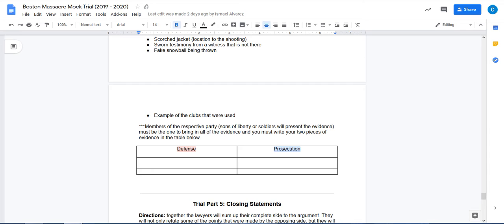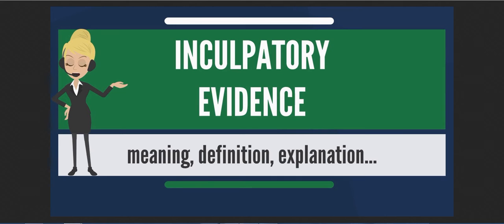So there are two types of evidence that we're really focusing on, or terms that describe that evidence. The first one is inculpatory evidence. Inculpatory evidence is evidence that is going to reinforce guilt. So it's evidence that the prosecution is going to present to find somebody guilty. All right, so it's something that clearly says, hey, they did it. That's inculpatory evidence. So the Sons of Liberty in this case will want to create inculpatory evidence because they want the soldiers to be found guilty.